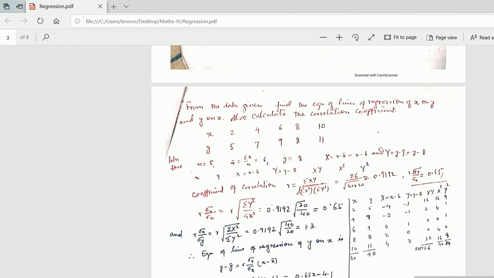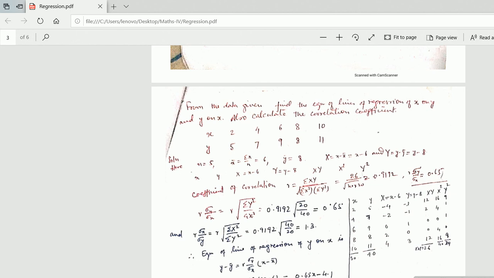Now you solve one problem based on this. From the data given, find the equation of line of regression of x on y and y on x both. Also calculate the correlation coefficient. See the data here. Data is given: x is 2, 4, 6, 8, 10, y has the values 5, 7, 9, 8, 11.